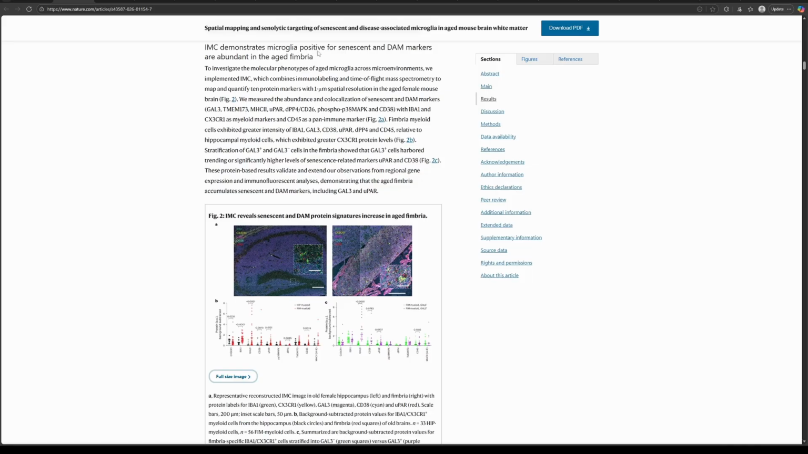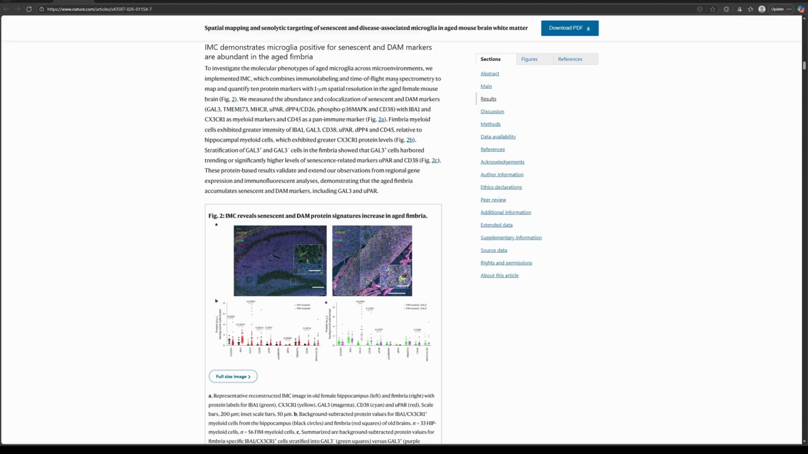IMC demonstrates microglia positive for senescent and DAM markers are abundant in the aged fimbria. To investigate the molecular phenotypes of aged microglia across microenvironments, we implemented IMC, which combines immunolabeling and time-of-flight mass spectrometry to map and quantify 10 protein markers with 1 micrometer spatial resolution in the aged female mouse brain.